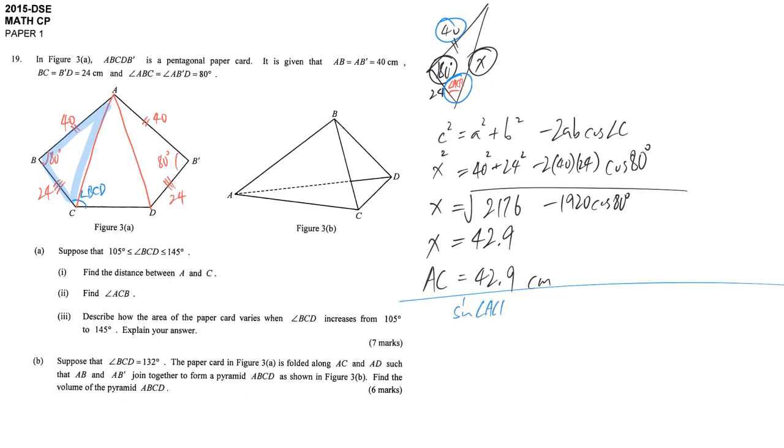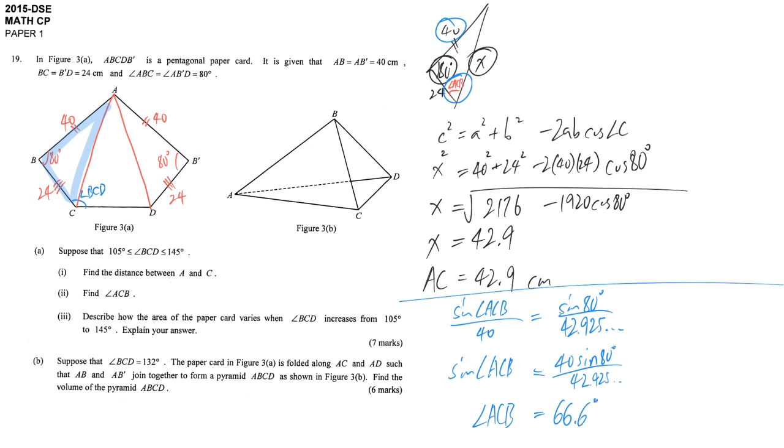Sine angle ACB compared with its opposite side 40 is equal to sine 80 degrees divided by its opposite side, 42.925 and so on. Then we just solve the equation. And then we use shift sine to remove the sine next to it. We get 66.6 degrees, correct to three significant figures.